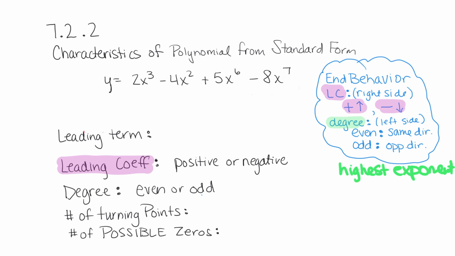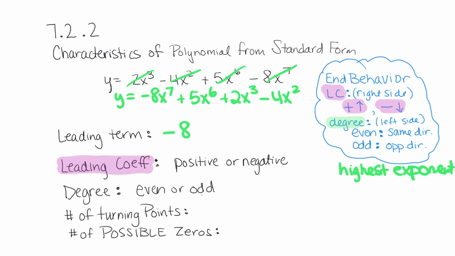Okay, so when we have it in standard form, here's an example. We've got y equals 2x to the third minus 4x squared plus 5x to the sixth minus 8x to the seventh. Well, the first thing you need to do is put it in descending order. So y equals, the highest exponent would be that negative 8x to the seventh. Then next I would put plus 5x to the sixth, and then plus 2x to the third, and then minus 4x squared. Again, we're trying to put it in descending order, which means our exponents need to be decreasing. Okay, so my leading term is that negative 8x to the seventh.